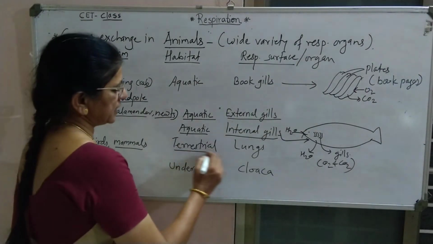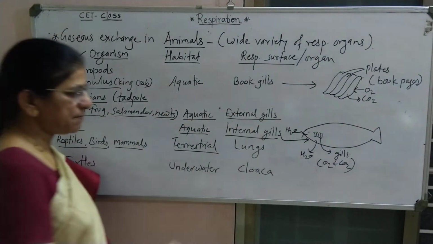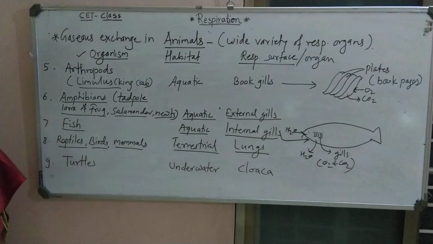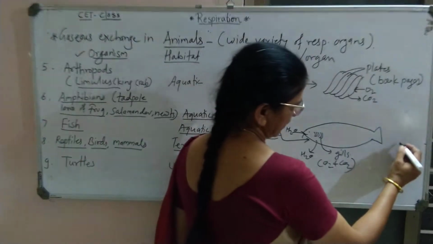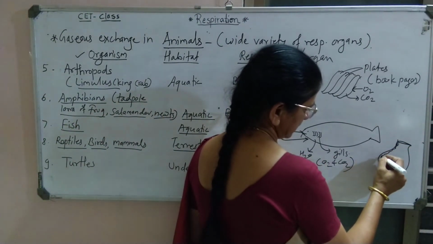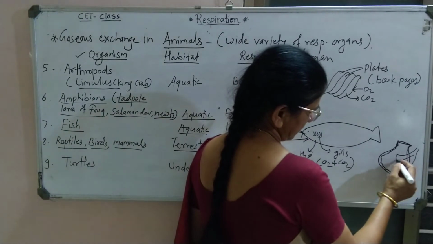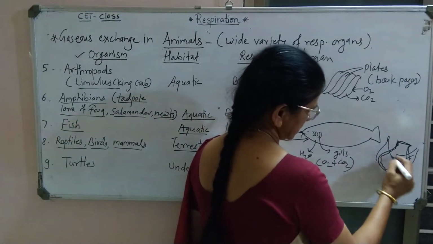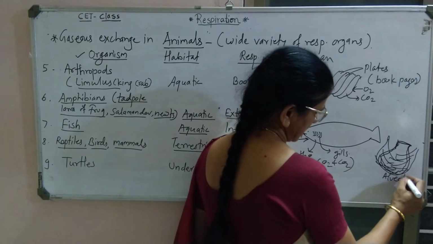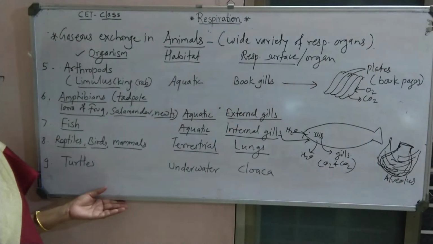Almost all of them are terrestrial in habit, and as they are terrestrial in habit, they are adapted for lung respiration. Their respiratory organ is lung. Now you are well aware, the lung possesses alveolus. This is alveolus. This alveolus is provided with a single layer of squamous epithelium, and then it is supplied with lots of blood capillaries, there is a network of blood capillaries around this alveolus, and that alveolus exchanges gases, oxygen and CO2.